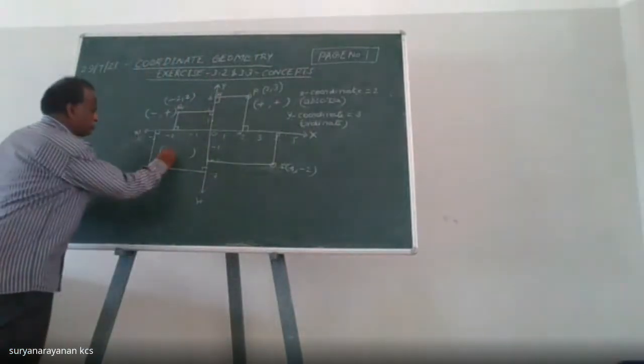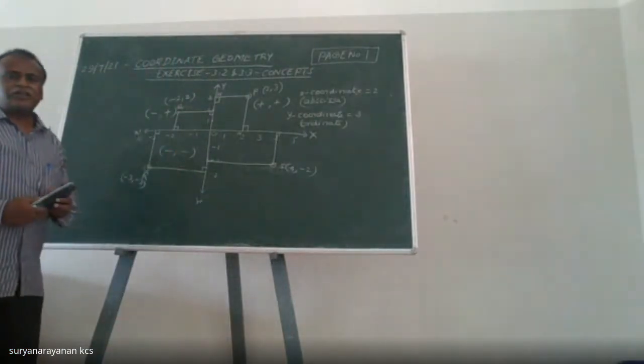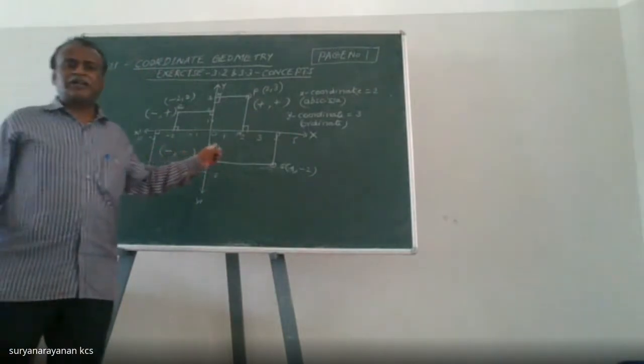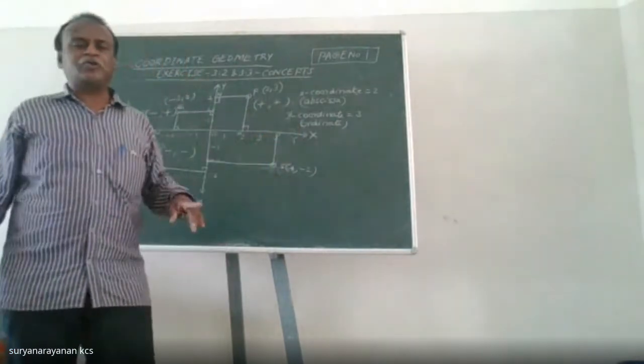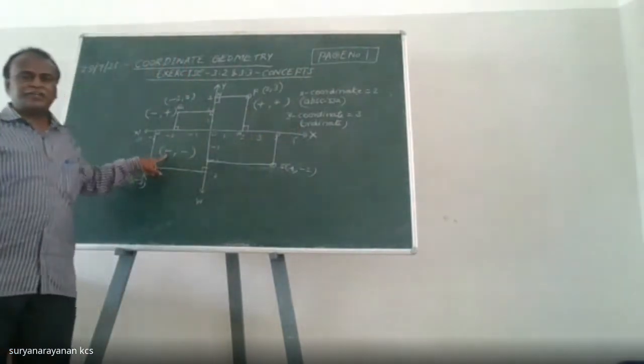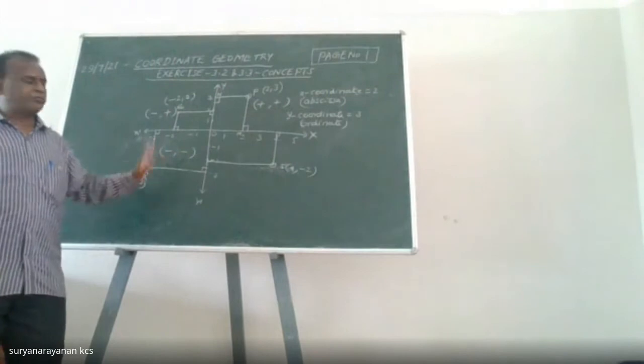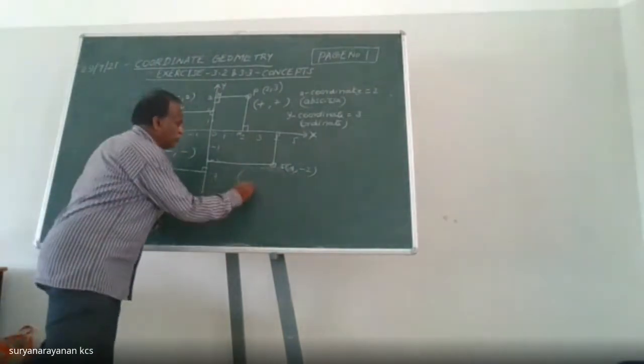So in the third quadrant, every point has a negative x coordinate and a negative y coordinate. The x coordinate is negative, the y coordinate is also negative. And then come to the fourth quadrant.